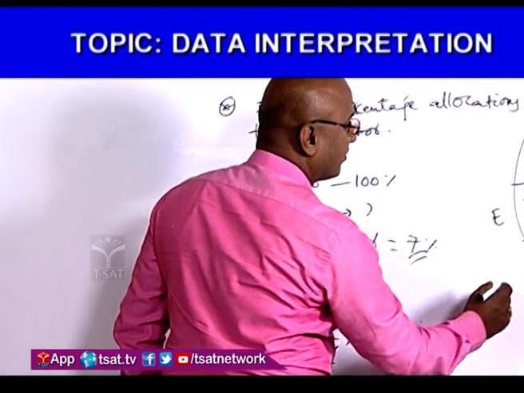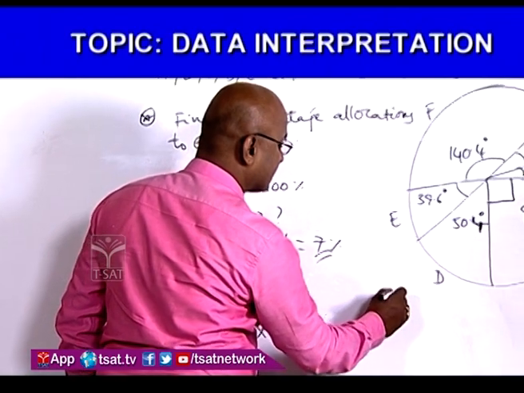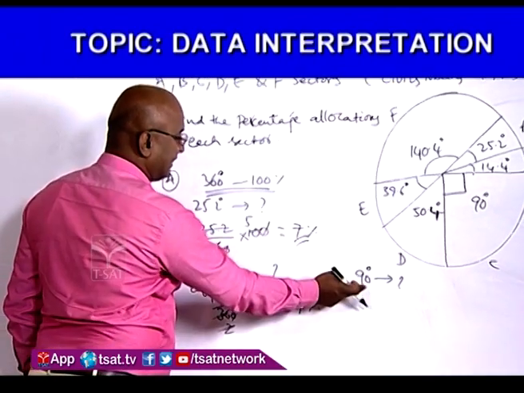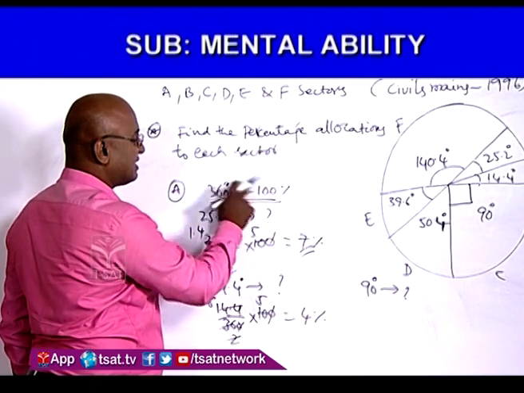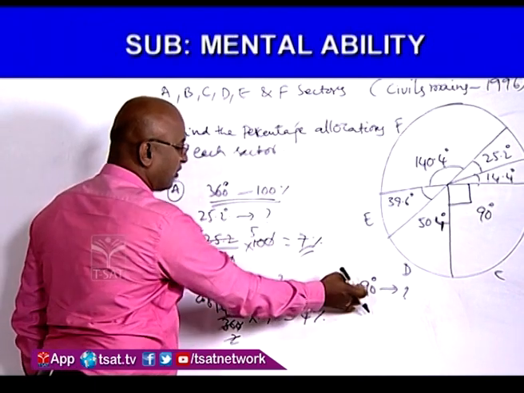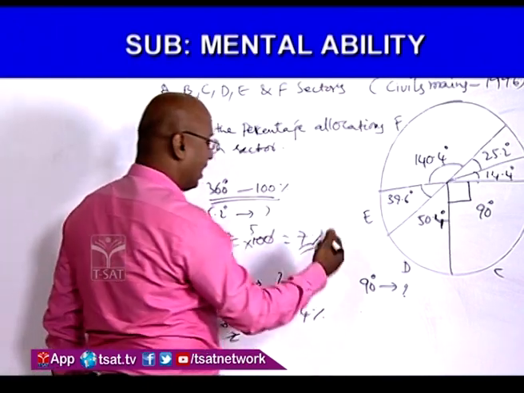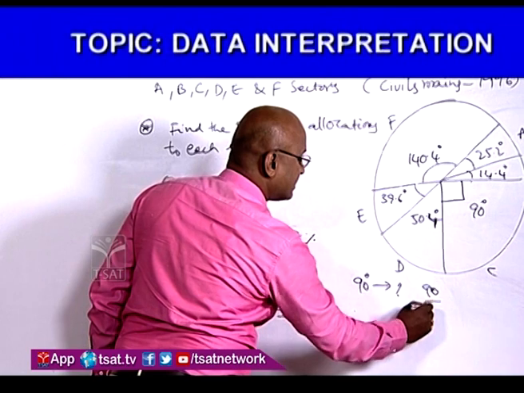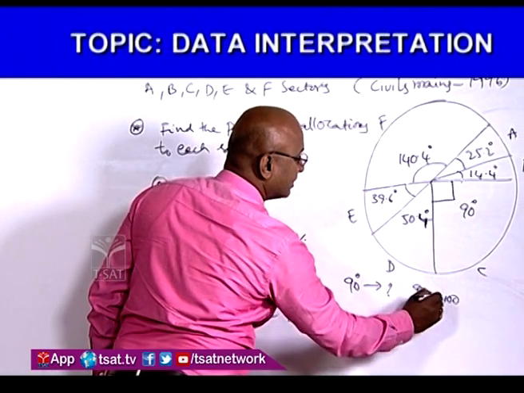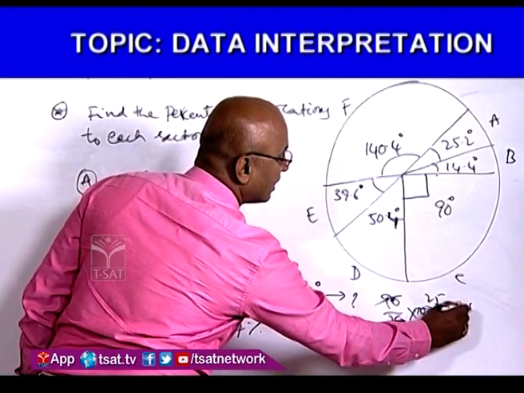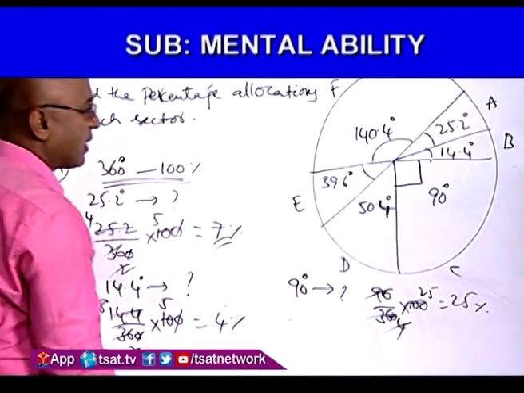Similarly, C. What is the value of C? 90 degrees. If 360 degrees is equal to 100%, then 90 degrees, how much? 90 by 360 into 100, or it is 1/4 of this. That's why it is also 1/4, that is 25%. Or otherwise, 90 by 360 into 100, so 4 ones are 4, so 4 twenty-fives. That is equal to 25%.